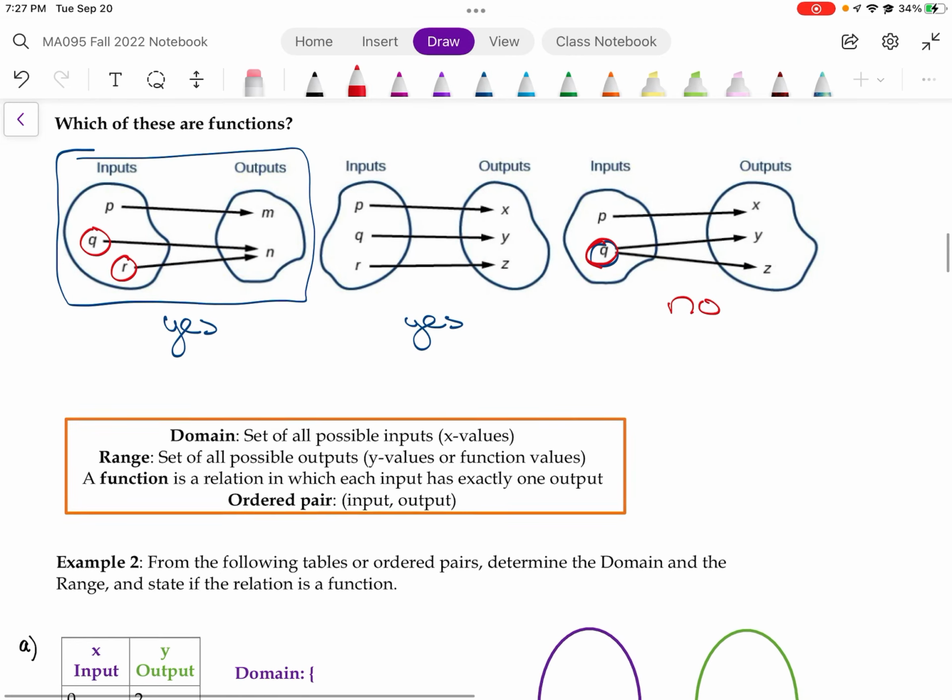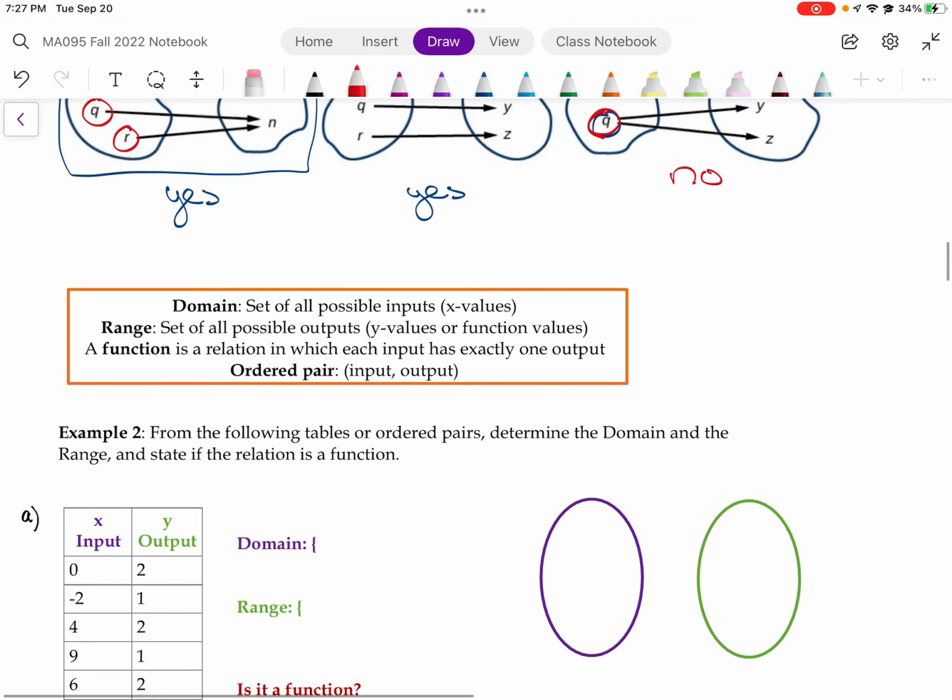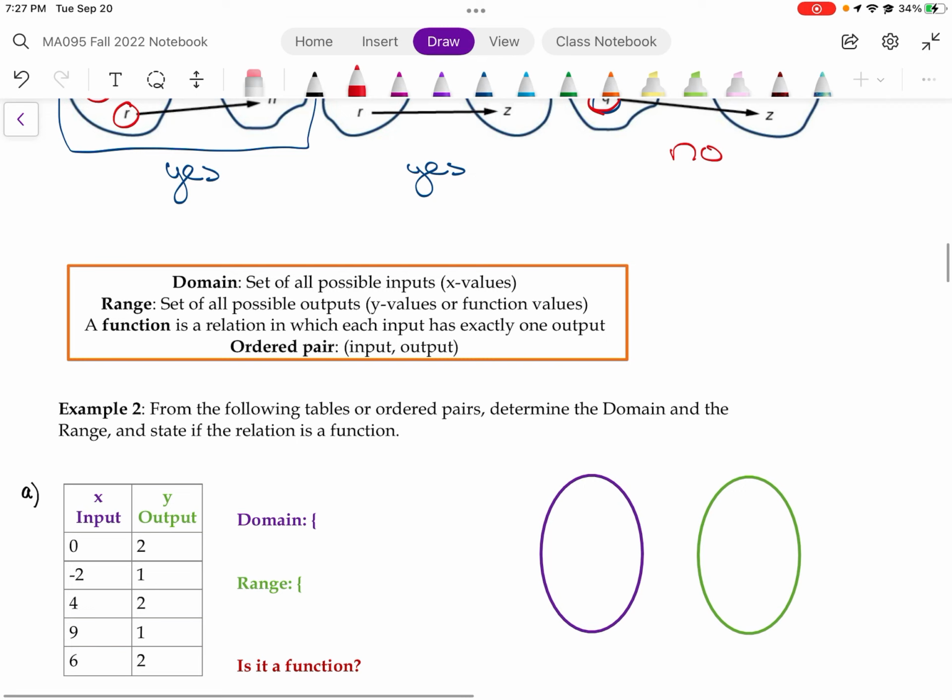All right, so example 2. From the following tables or ordered pairs, determine the domain and the range and state if the relation is a function. Okay, so these problems take just a little while to do, so bear with me. All right, so the domain. The domain is the input. So the domain is 0, -2, 4, 9, 6. The range is the outputs. So 2, 1, 2, 1, 2.